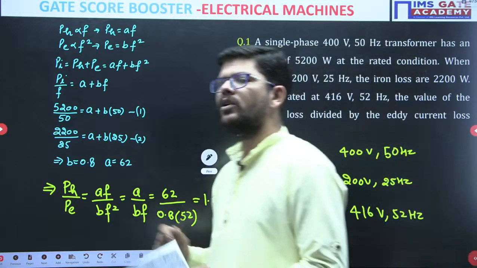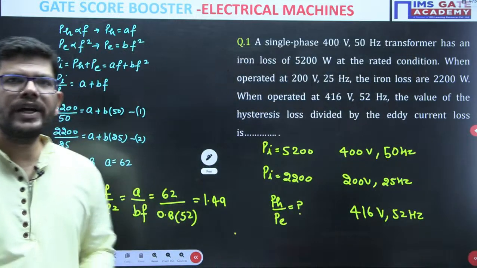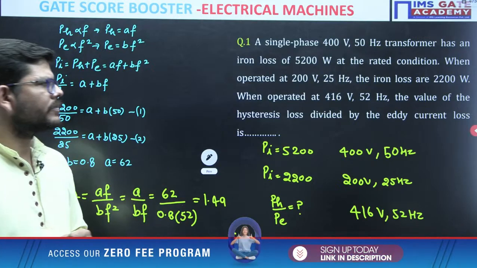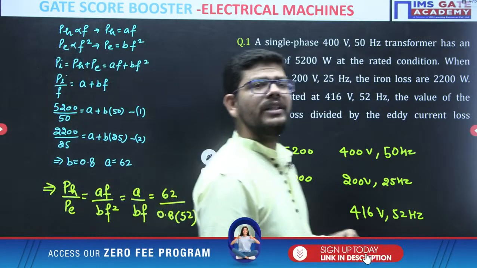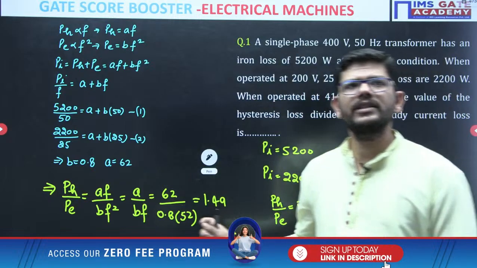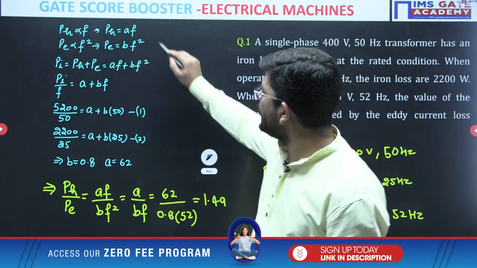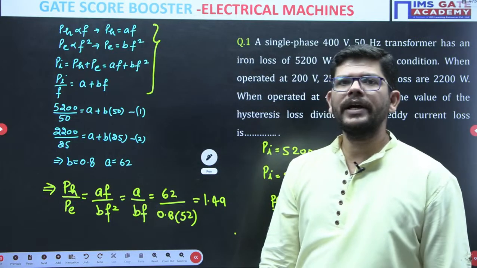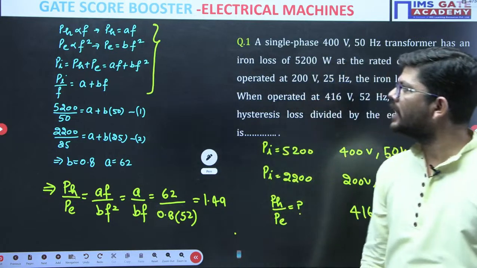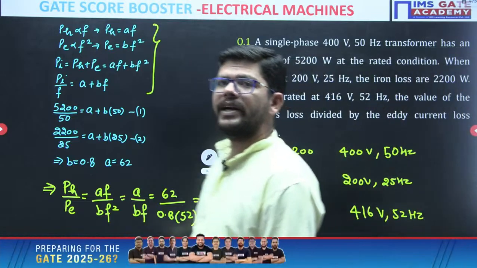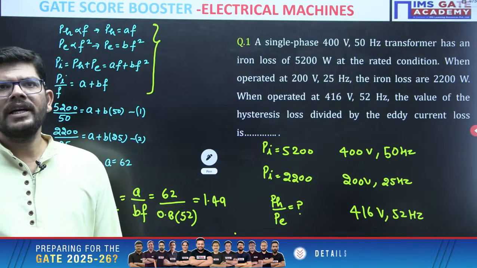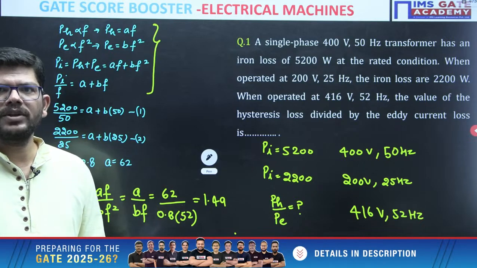I have done all the calculation to save time and to do as many questions as possible, because I have a lot of questions to discuss. You can re-verify these answers. This is how you have to deal with questions like this. You have to remember this analysis. Through this analysis, with the given values, you can calculate anything related to hysteresis and eddy current losses. So I hope that this question is clear.